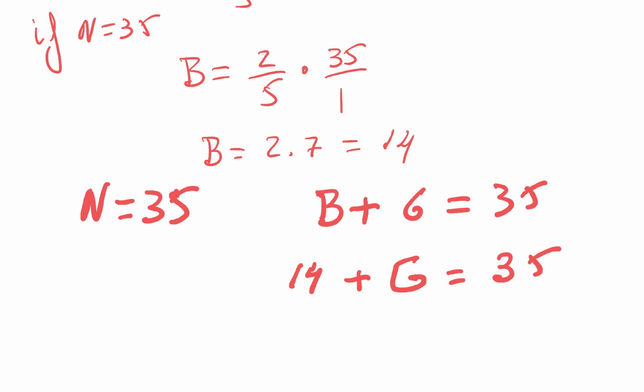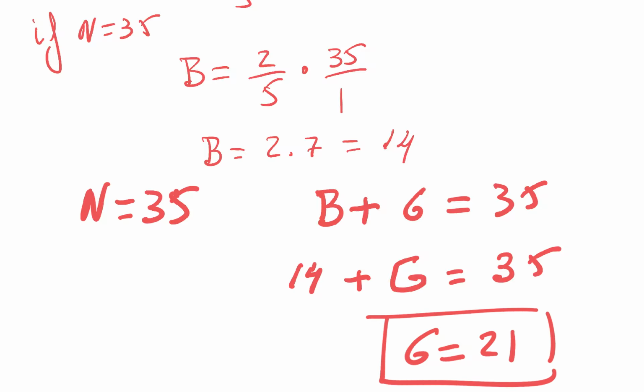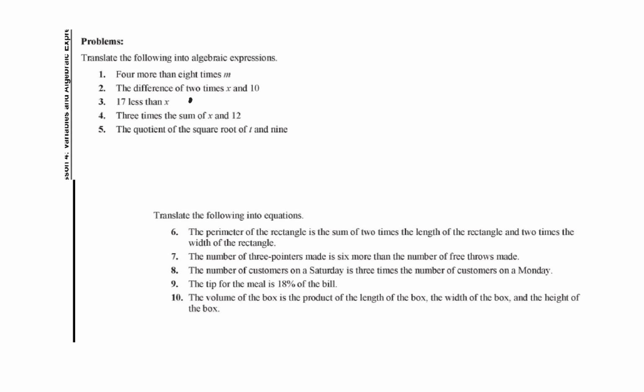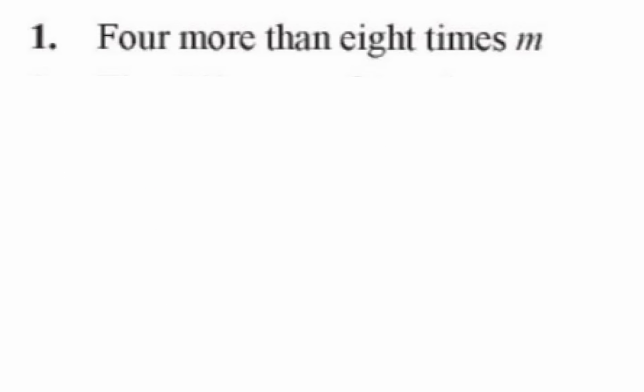how much? Well, G, the girls, will be the number that I have to add to 14 to obtain 35. Which number is this? Well, if I put 20, it will be 34, so it's 21. G, the number of students that are girls, should be 21. Okay, now it's your turn to do these 10 problems.